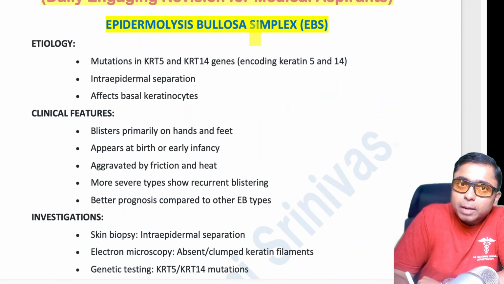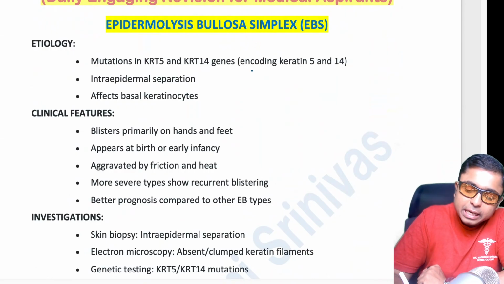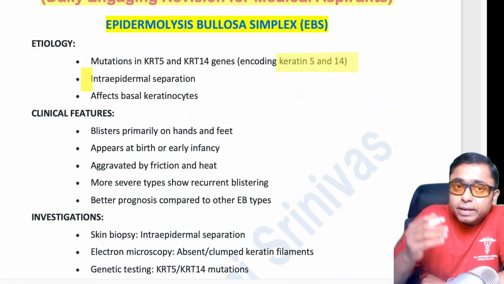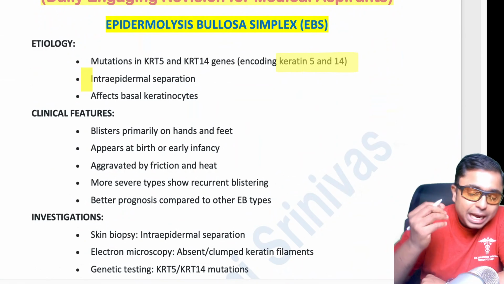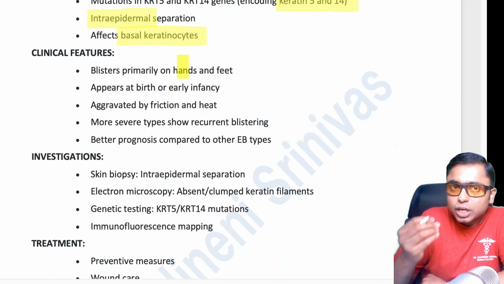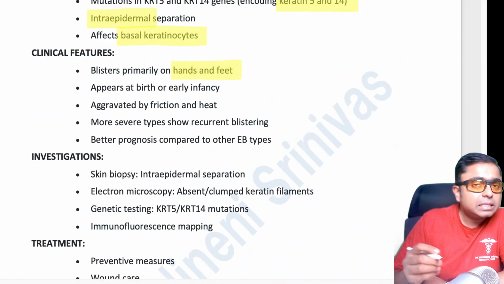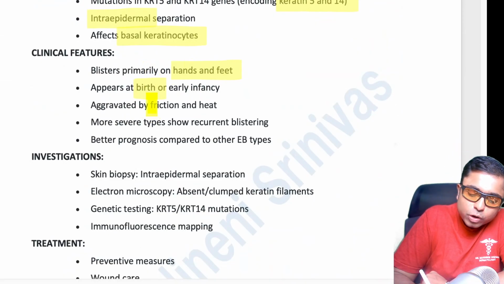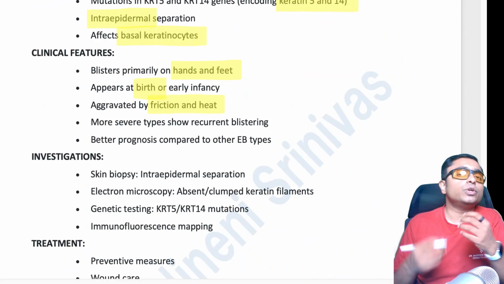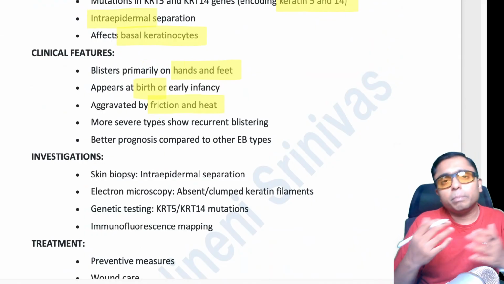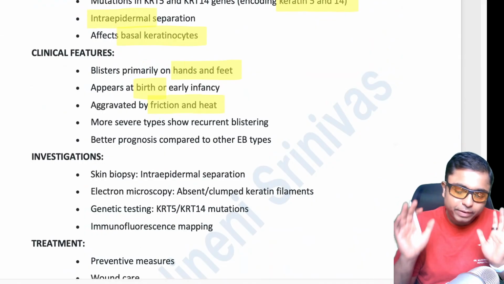So coming to epidermolysis bullosa simplex, EBS. Remember here there's going to be a genetic mutation with keratin 5, K5 and K14, which are present in the stratum basale layers. So if there is a problem here, then there's going to be intraepidermal separation and basal keratinocytes will be affected. Clinically, usually children are the ones who are going to be affected, and the hands and feet are going to have the lesions. It will appear mostly at birth, and it is going to be aggravated by holding the child, due to friction and due to handling of the child by the mother for feeding or bathing. This is going to be the important history which will be given in the question.